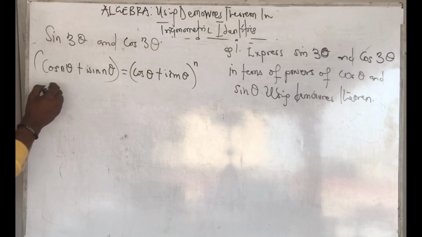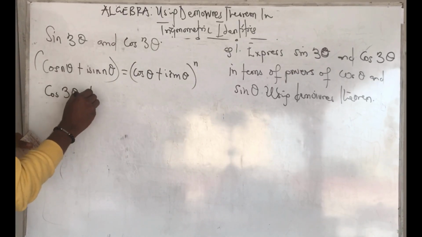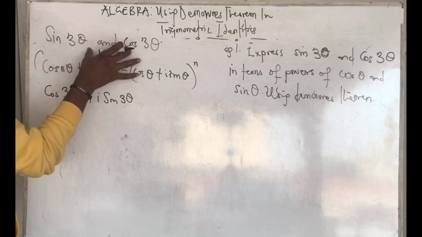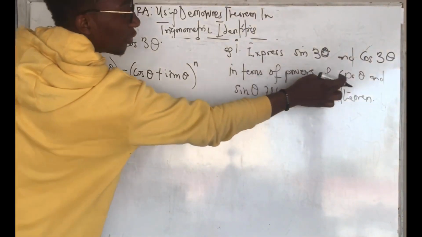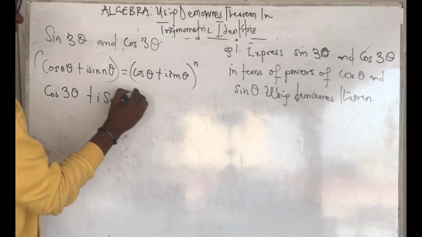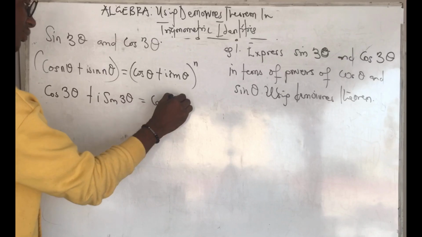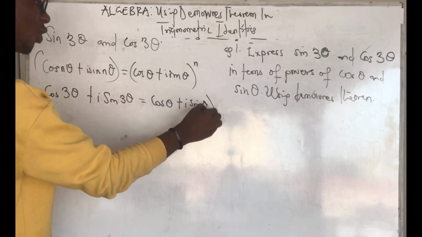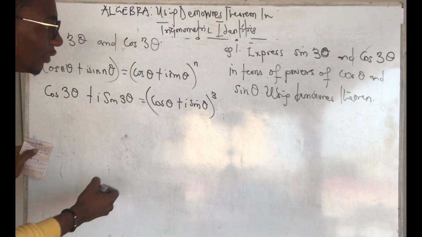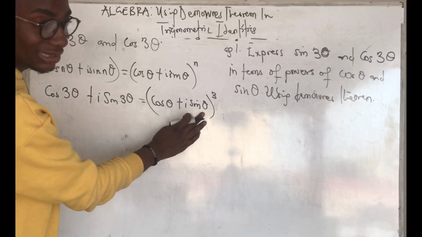So now, if you want cos 3 theta plus i sin 3 theta, we want to express this in terms of powers of cos theta and sine theta. So cos 3 theta plus i sin 3 theta gives us cos theta plus i sin theta, all raised to the power 3. We are using De Moivre to expand this in terms of cos theta and sine theta, so that you have cos theta on its own and sine theta on its own.